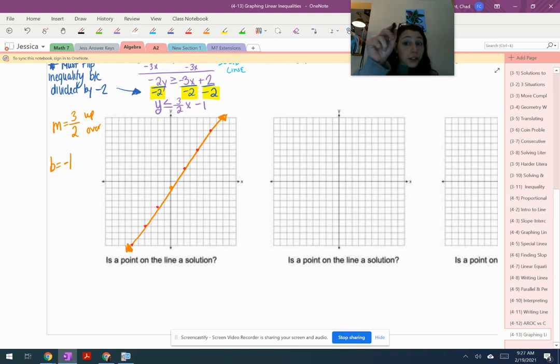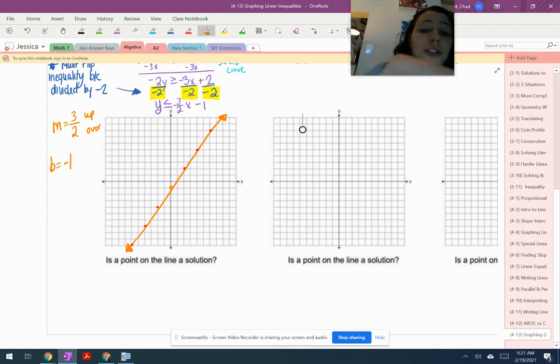Well, if you put your finger on that line, where do the y values get smaller? Do they get smaller above the line or below the line? Naturally, they get smaller below or under the line. So I'm going to shade underneath.